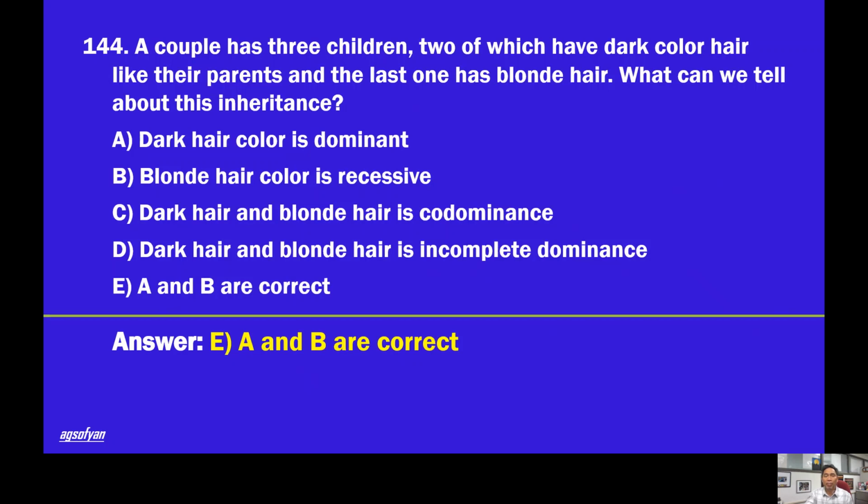So black is actually dominant against the blondie hair. Because the parents both have black hair, most of the children will have black hair, but there is one possibility of a child having the blondie hair. And this blondie hair actually carries all recessive alleles.